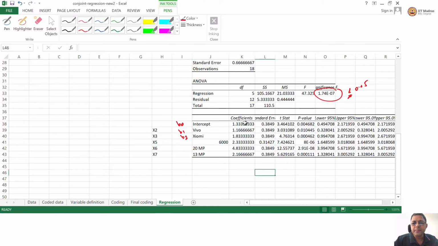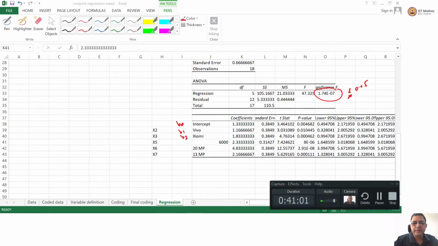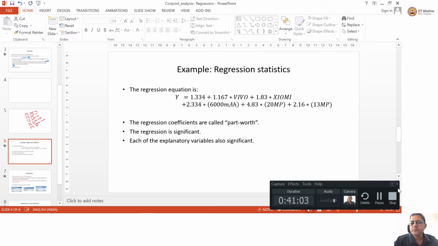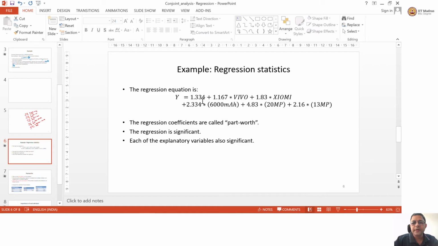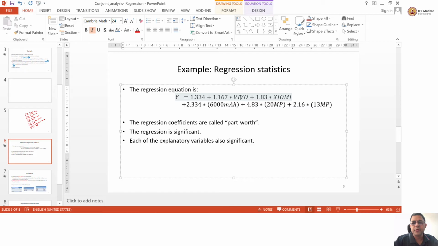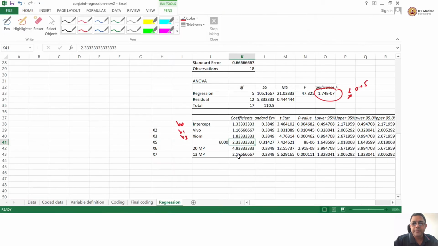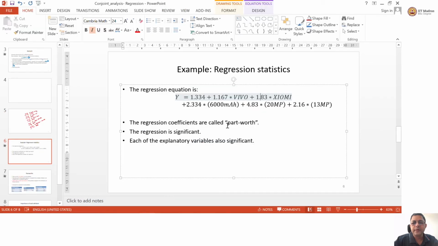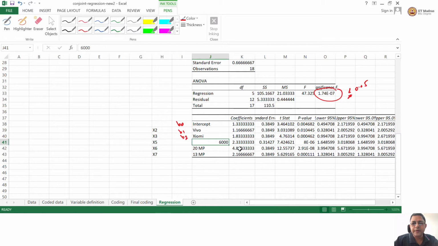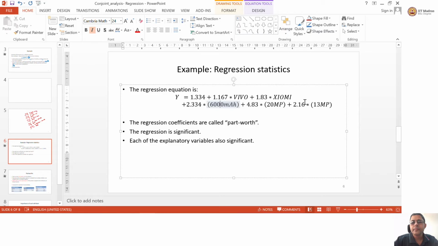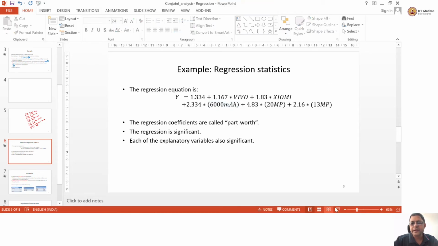So 1.334 is the intercept, 1.166, 1.83, 2.33, right? Make sure that I have copied this correctly. So 1.33 intercept, 1.167 into Vivo, 1.83 into Xiaomi, 2.33 into 6000, 4.83 into 20 MP camera, 2.16 into 13 MP camera. Right. So that's your regression equation.